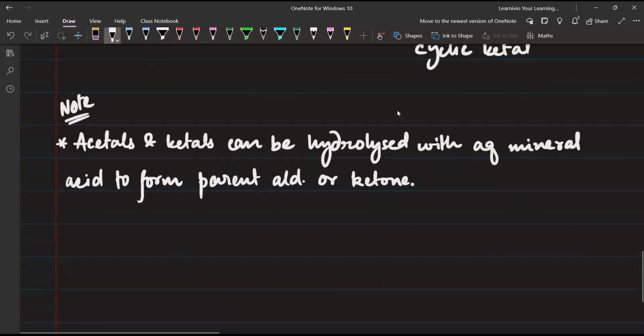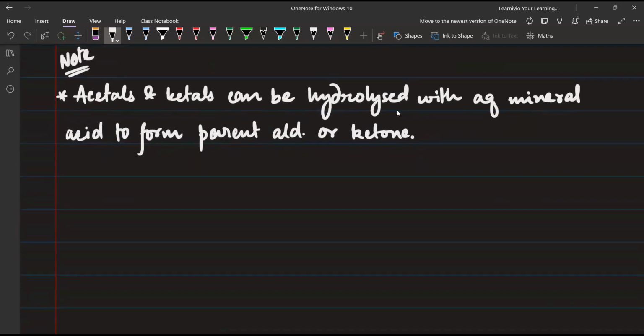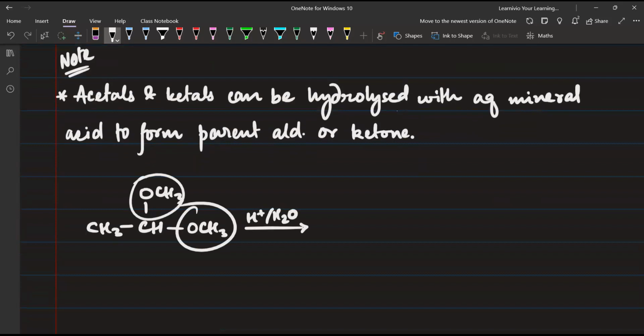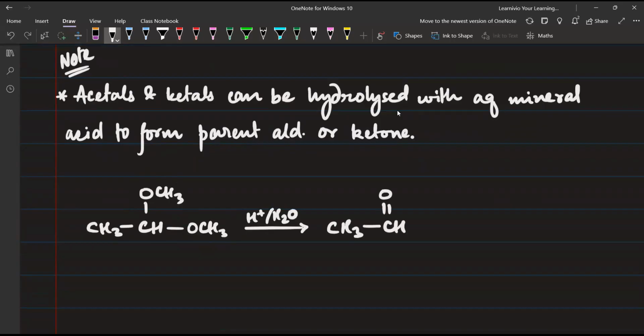Let's see this. Hope you have written the previous reaction. For example, we have this acetal, CH3, CH, OCH3 and OCH3. Once you react this with mineral acid, that means in the presence of acid, you remove the alkoxy groups, which were attached to a single carbon. So when you remove this alkoxy, you get CH3 and CH. On this same carbon, put a double bond O. And if you see closely, this is nothing but CH3CHO.